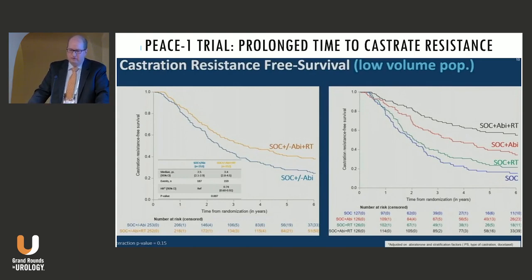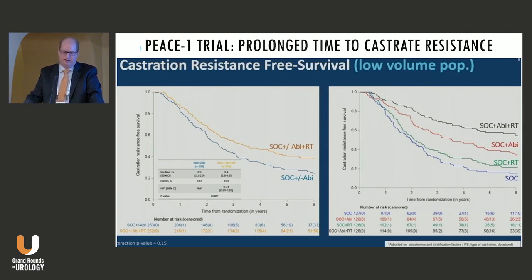So how does this work? How does radiating the prostate work? How does operating on the prostate work? And I think this graph probably gets to that: it substantially prolonged the time to castration-resistance. Here in the low-volume patients, you can see that standard of care plus or minus abiraterone versus standard of care plus or minus abiraterone and radiation, the time to castrate resistance was substantially prolonged with adding radiation therapy to the primary. Treating the primary probably cytoreduces, debulks, whatever you want to say, the bulk of the clonogens and allows them to stay on their systemic therapy longer.